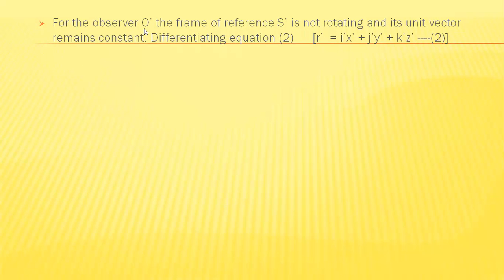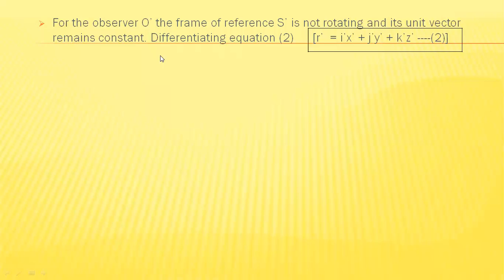Now, for the observer O dash, the frame of reference S dash is not rotating and its unit vectors remain constant. If I have to differentiate in the equation 2, this is equation 2, which I mentioned in the previous slide. So you have to consider the observer O dash, who is in the frame S dash, and that frame of reference is rotating. Then according to the observer O dash, the frame S dash is at rest. It is like being inside a moving vehicle: you think that you are at rest, the seat is at rest, and your co-passenger is also at rest.